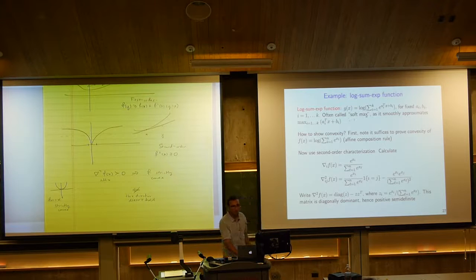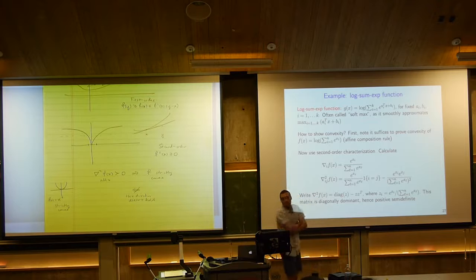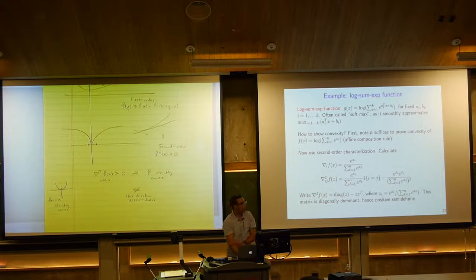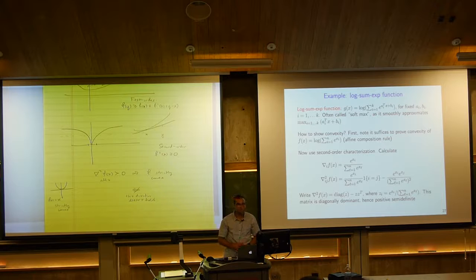So the claim is that if I take a bunch of exponentials, so e to the, say, a_i transpose x plus b_i, where a_i is just an arbitrary vector, b_i is just a scalar, and I add them up and I take their log, then that's a convex function of x. Okay, this function approximates the maximum of these linear functions, a_i transpose x plus b_i. Okay, so there's various ways to see that. So that's why it's called the smooth max.